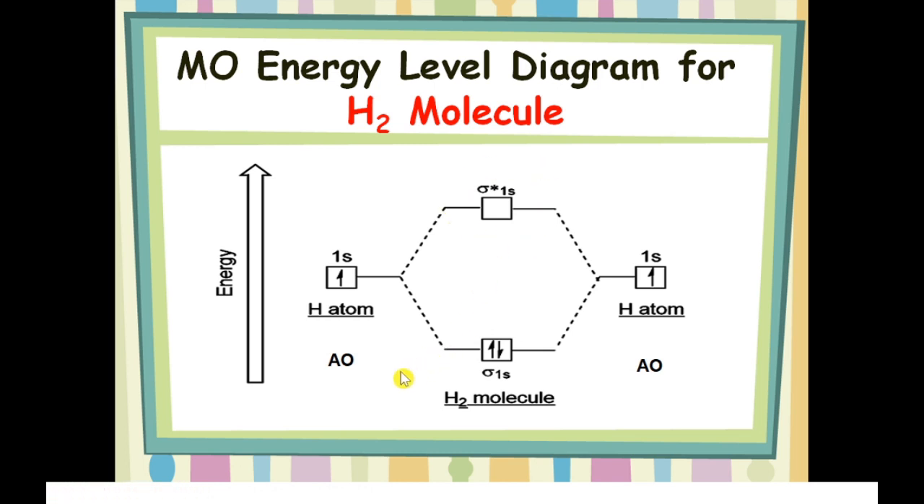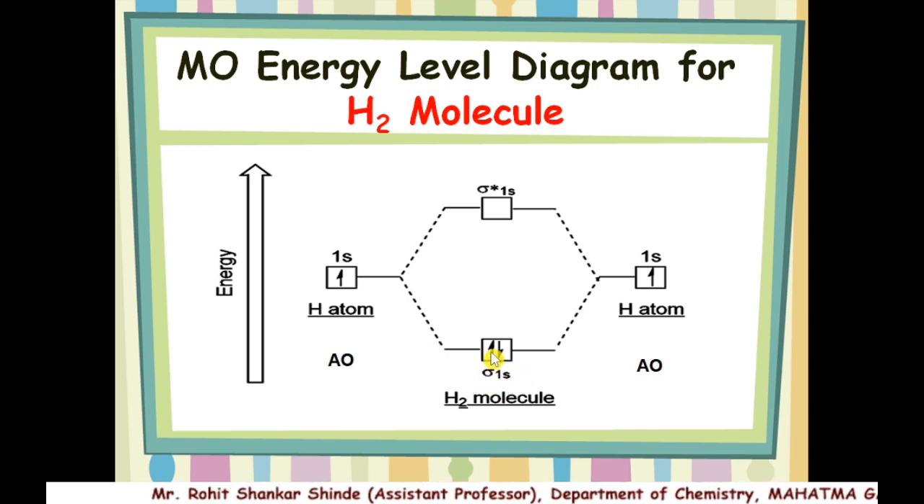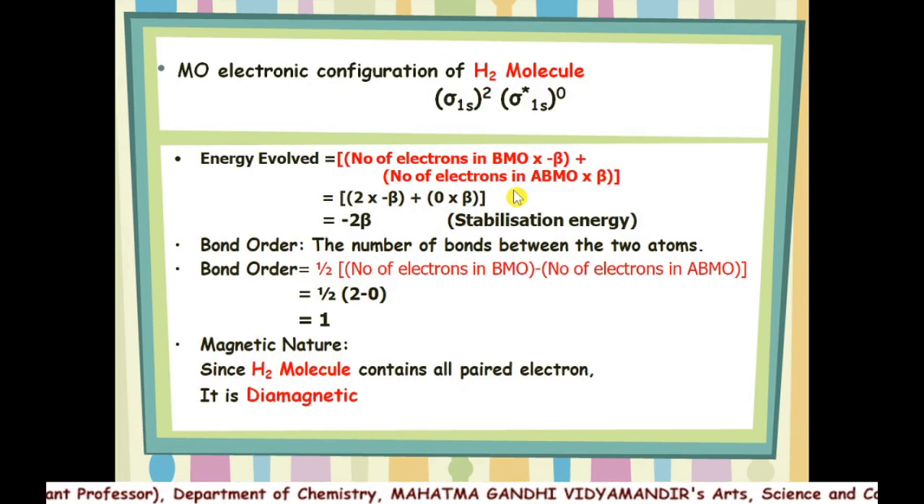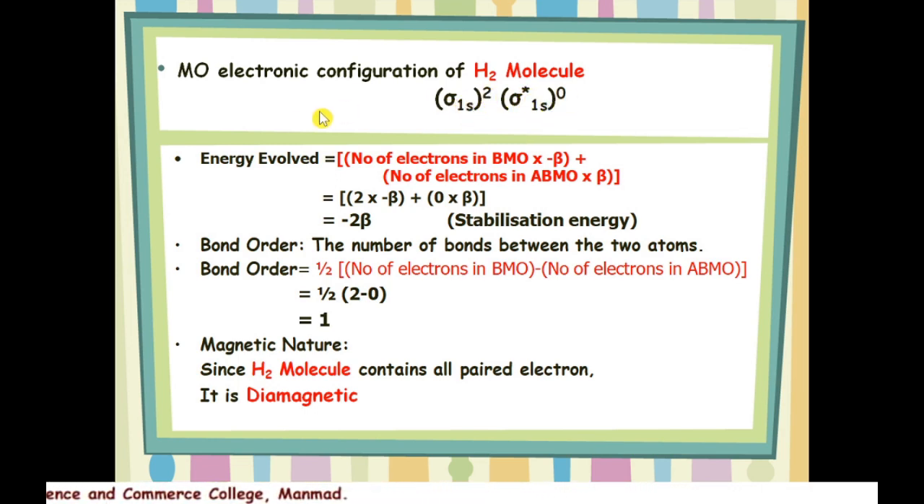We can write the molecular orbital electronic configuration of the H2 molecule. Since sigma 1s contains 2 electrons and sigma star 1s is vacant, the molecular orbital electronic configuration can be written as sigma 1s2 and sigma star 1s0.